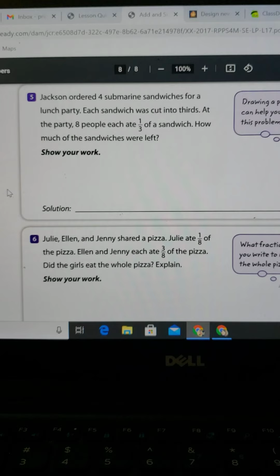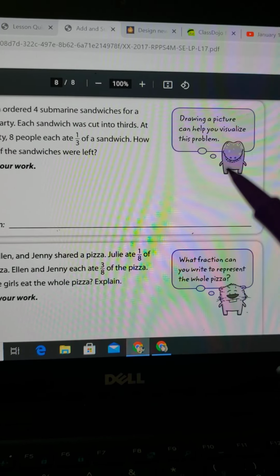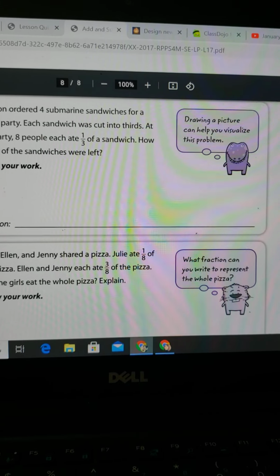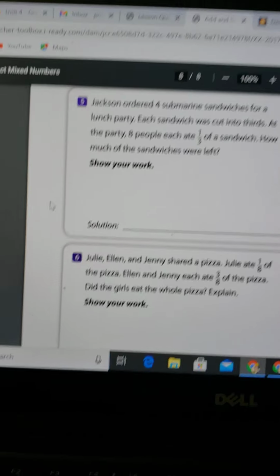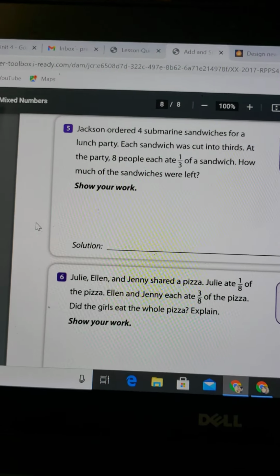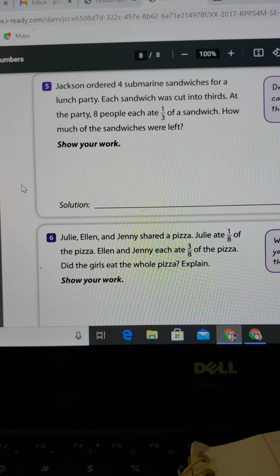Okay, let's look at the little clue right here. It says drawing a picture can help you visualize this problem. And that's exactly what I would recommend for something like this. I am definitely a visual person, so I need to see that picture. Okay, give me 1 second. I'm going to draw it off to the side here.